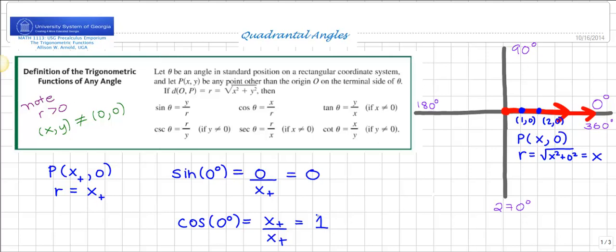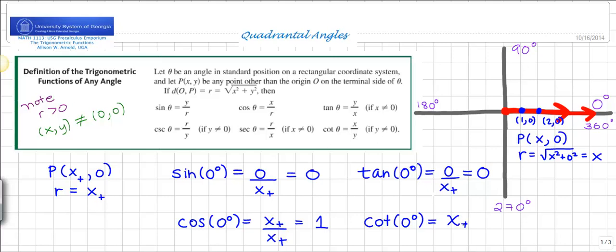Okay, so what about tangent and the other guys? Well, let's just take tangent for a moment. Tangent of 0 degrees would be the y coordinate over the x coordinate that we pick from our ordered pair, and that would reduce to 0. But cotangent of 0 degrees would be the x coordinate over the y coordinate, and you would be dividing by 0, which is undefined. Okay? So here's your first look at where cotangent's undefined. Do you see now why the definition makes this restriction that your y coordinate can't be 0 or cotangent's undefined?